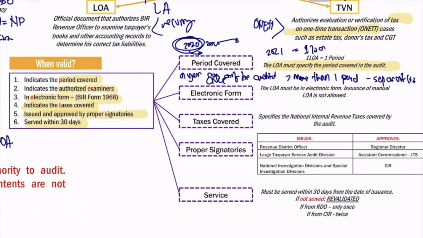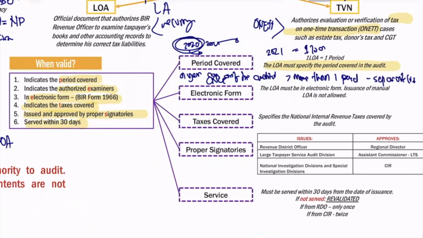So period covered, there must be one LOA for one period. This period must be specified in the audit. If there's more than one period, there must be separate LOAs for those periods. The LOA cannot cover more than one period. If it covers more than one period, of course, there's an invalidity there. Furthermore, once a period is already covered by an audit, it cannot be subjected again to another audit. So a year can only be audited once. Second, it indicates the authorized examiners. So your LOA must provide the different examiners who will conduct the audit, and they are the only ones who will conduct the audit.